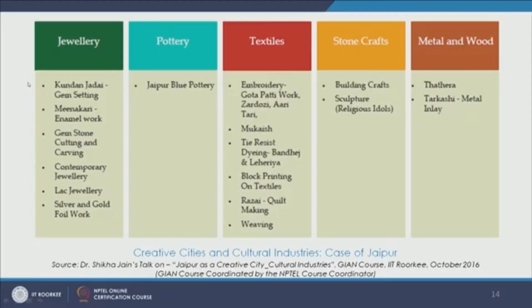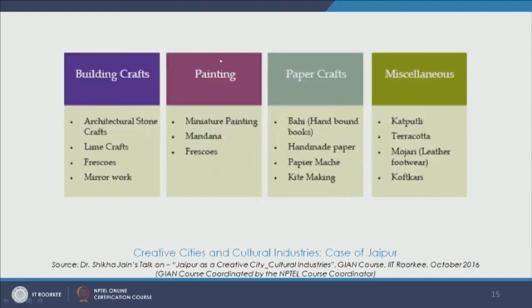And now we are looking forward to also see them as economic activities which generate money, which can contribute to the GDP of a country. So in those terms we are looking forward. Also, when we are talking about different art craft forms, including the building crafts, we see this plethora of different creative and cultural industries in Jaipur. We see jewelry, pottery, textiles, stone crafts. We discussed all of this in detail. We also see certain paintings and very unique building crafts over here in Jaipur.